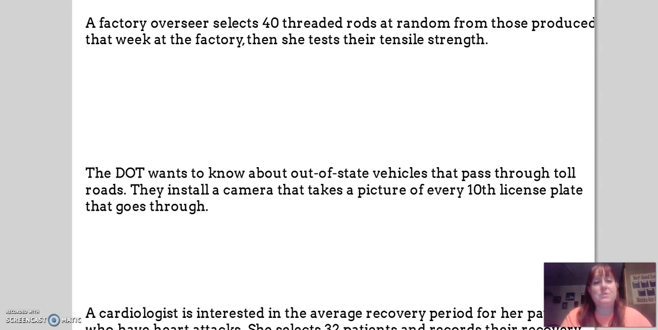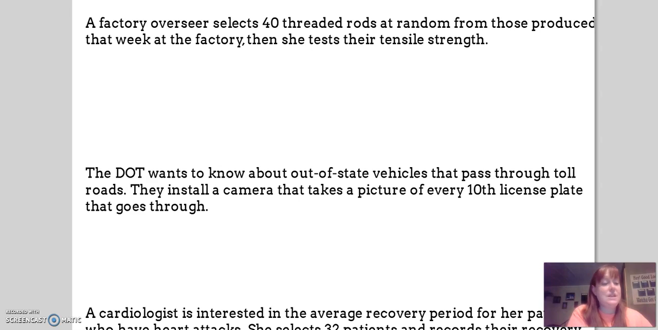So let's look at our examples and figure out what our populations are and what our samples are. The first one, with our threaded rods, the population is all of the threaded rods produced, and the sample would be the 40 threaded rods that we picked. We are going to pick 40 threaded rods and test them. And the number that we get from those, we're just going to assume, if we did our tests right, applies to all of our population, even though we just tested the sample.